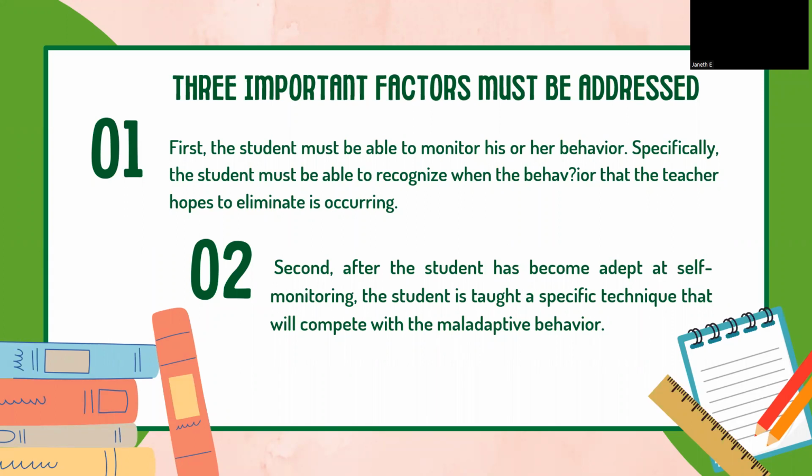The second one: after the student has become adept at self-monitoring, the student is taught a specific technique that will compete with the maladaptive behavior. For example, Robin et al., 1976, taught students that when they were getting angry to imagine that they were turtles pulling into their shells so that they could not be bothered.